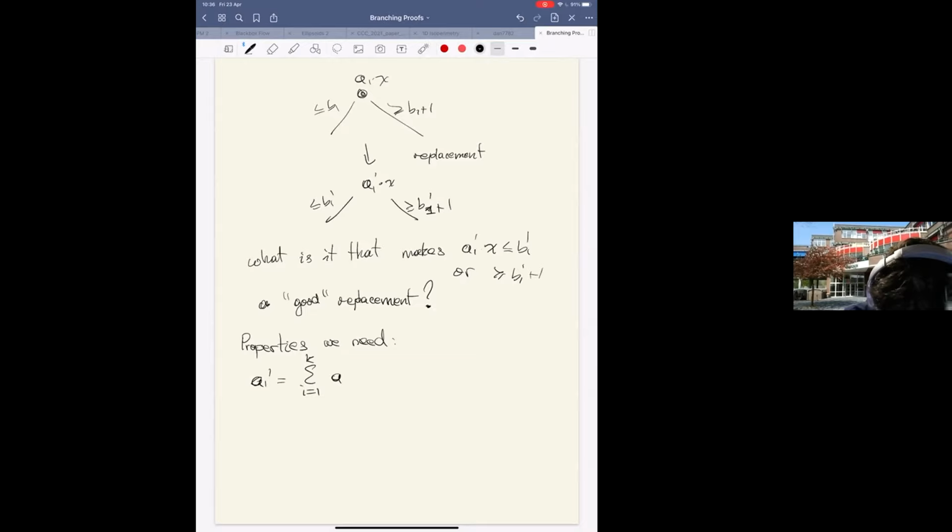A1 will equal the sum of A1 i times M to the k minus i, and A1 prime will equal something like this: B1 i times M to the k minus i. And M will be something like N R to the order N.